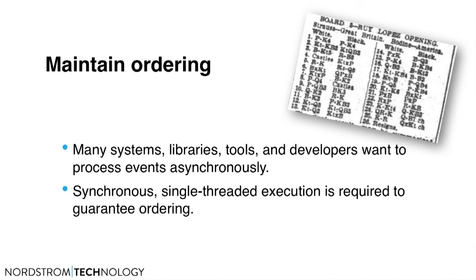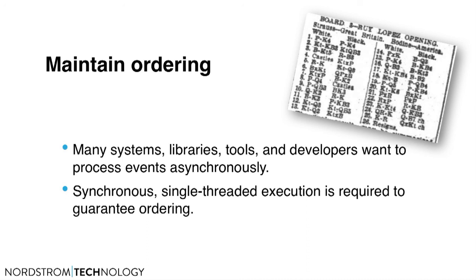Ordering is a little bit controversial. You'll see a lot of systems that maintain ordering and systems that don't maintain ordering. We're trying to take the high road and maintain ordering across all of our systems. It's fairly difficult, though. Even once you've had those items ordered onto your Kinesis or your Kafka stream, or whatever mechanism you're using, there's lots of systems and libraries and tools and developers that want to process those events asynchronously.